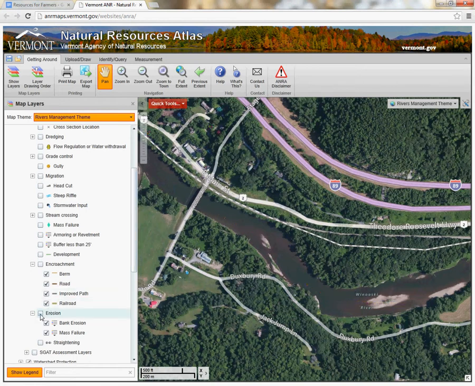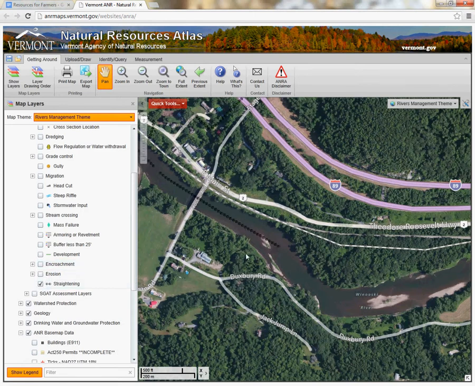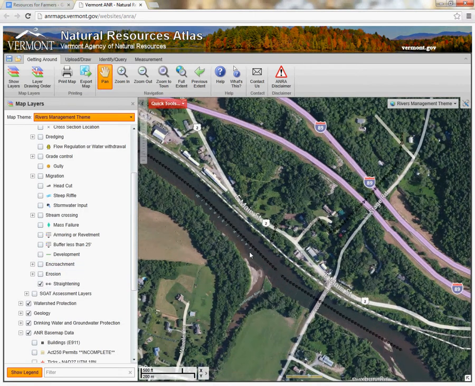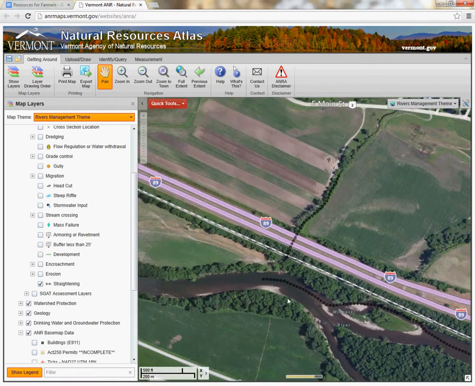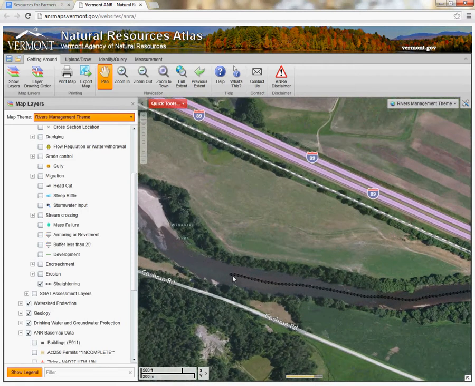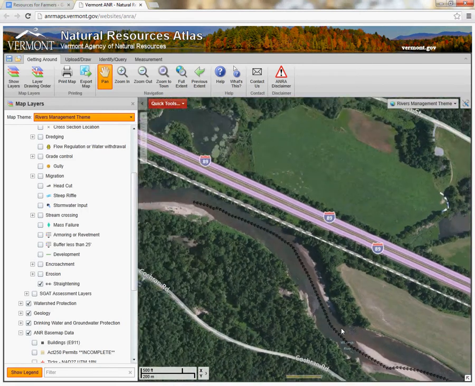And this happens a lot more. Erosion and encroachment happen a lot more in areas of the river that have been straightened. So maybe this layer, straightening, is one of the most important layers to look at, because it'll show all along the river where humans have straightened the river.